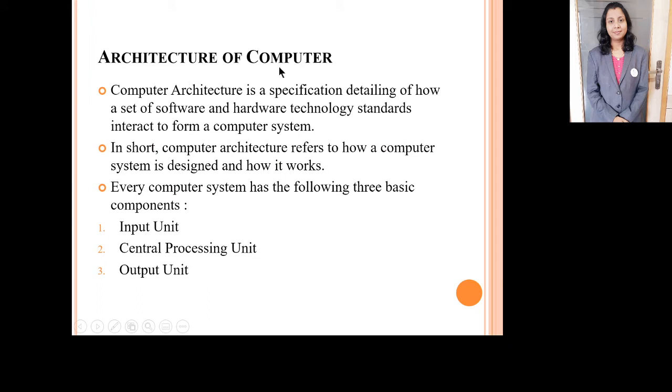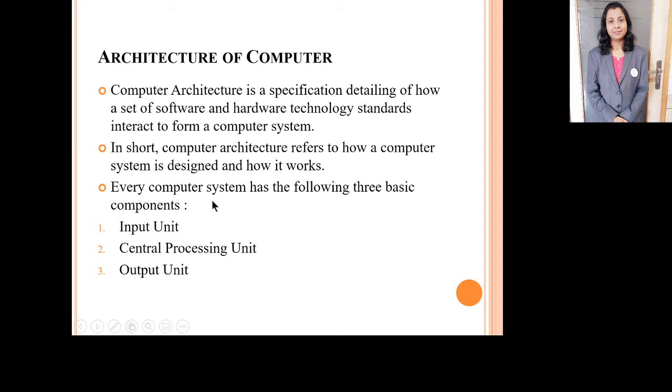Next, architecture of a computer. What is architecture? Architecture is a specification detailing how a set of software and hardware technology standards interact to form a computer system. How the hardware and the software interact to form a computer system is called the computer architecture. In short, computer architecture refers to how a computer system is designed and how it works.